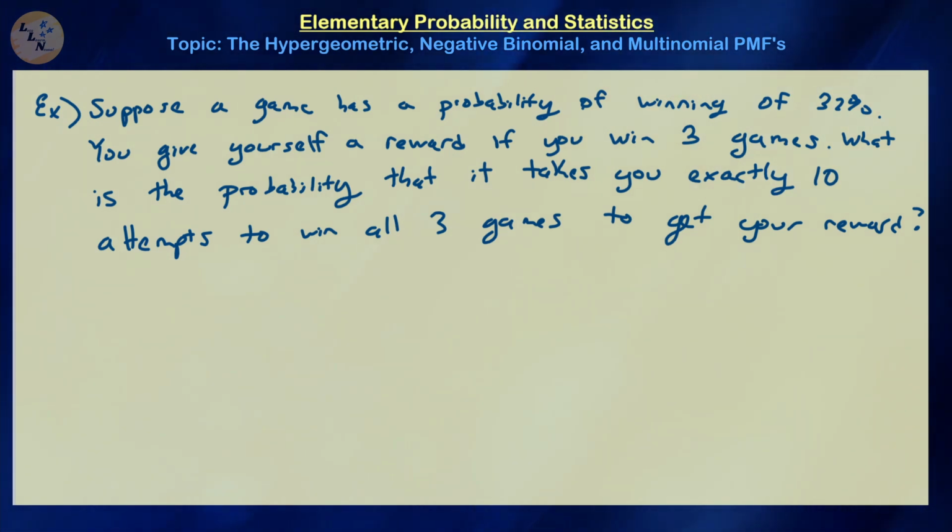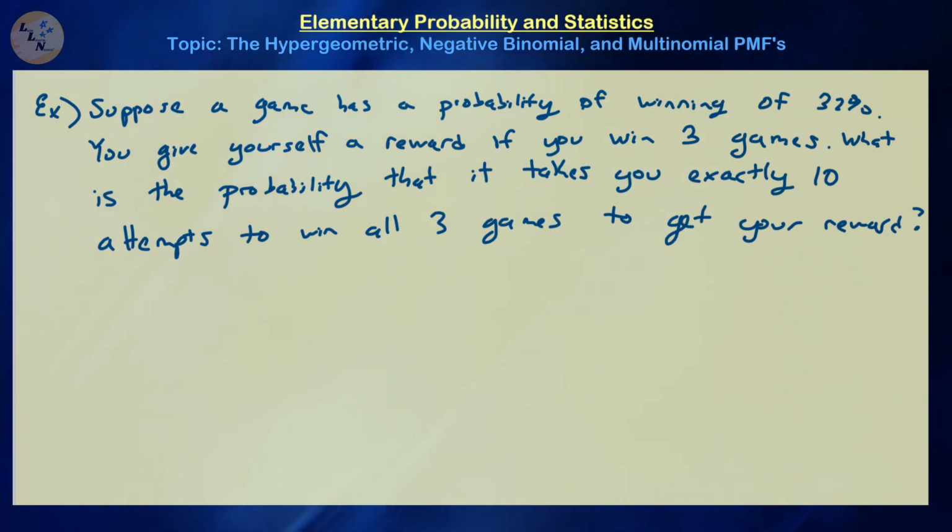Suppose that a game that you are playing has a probability of winning of approximately 32%. Suppose you give yourself a reward if you win 3 games. What is the probability that it takes you exactly 10 attempts to win all 3 games in order to get your reward? So let's just map out a particular scenario described by this problem.